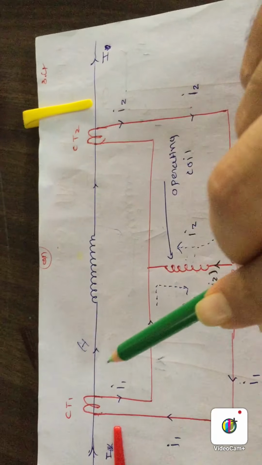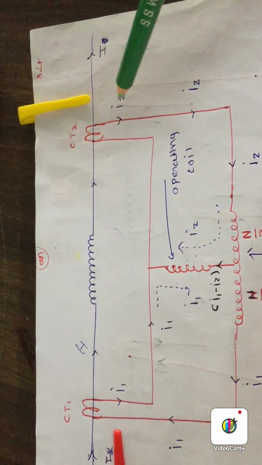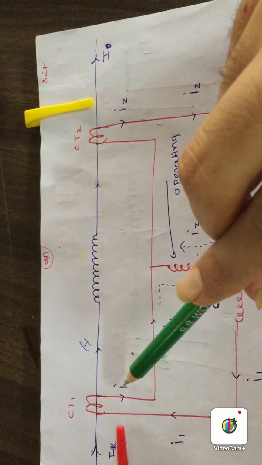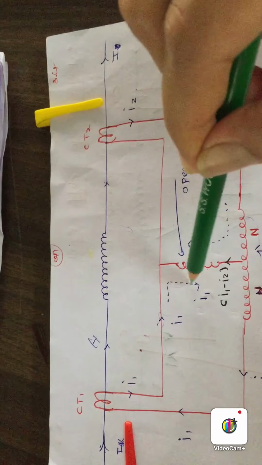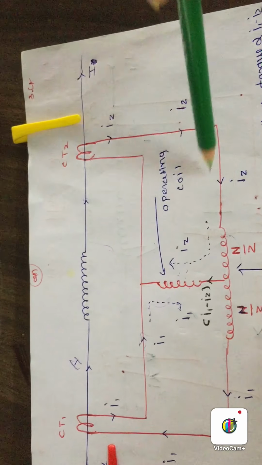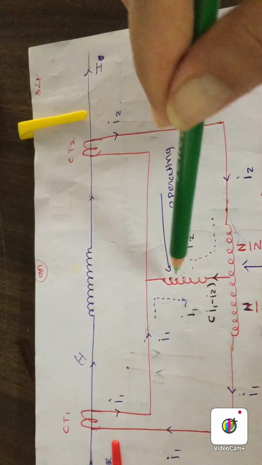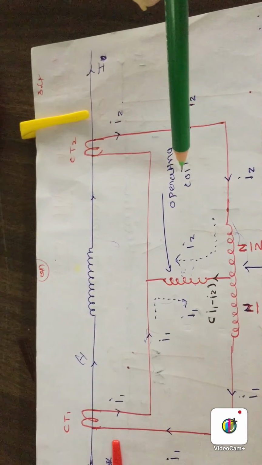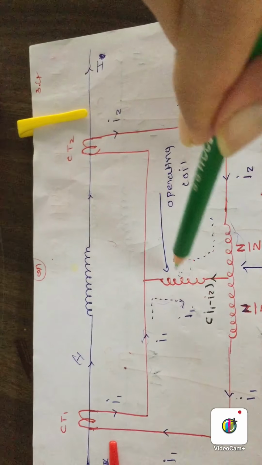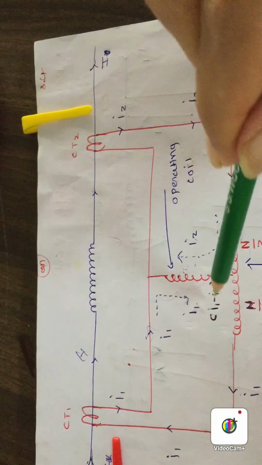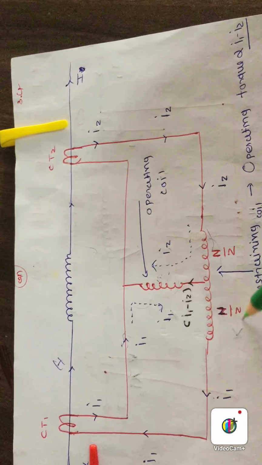Now according to this direction I1 will be produced, and according to this direction I2 will be produced. If you extend the directions of I1 and I2, you can see that I1 will go downward and I2 will go upward. So in normal condition, the net current flowing through the operating coil is I1 minus I2. Now the change is the restraining coil.